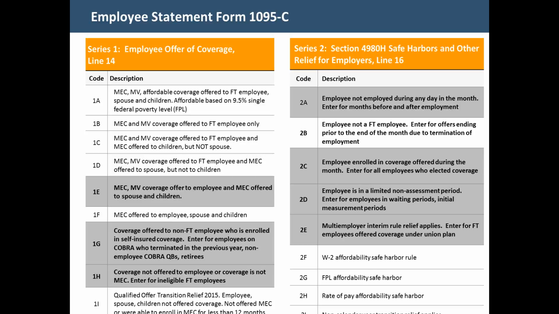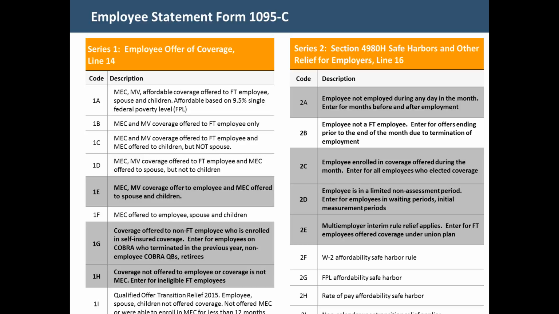If you are using the look-back measurement method to determine whether someone is full-time and therefore eligible, for the months that they're in an initial look-back measurement period, they get coded as 2D, which actually refers to non-assessment periods. That way you won't be assessed a penalty on that individual. And then when that initial measurement period is over, if they're determined to be full-time, you would make them an offer of coverage and code them accordingly.